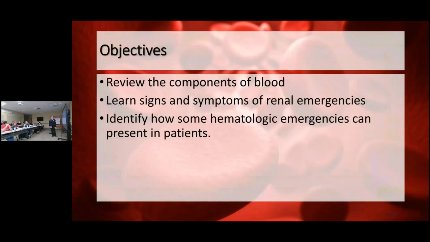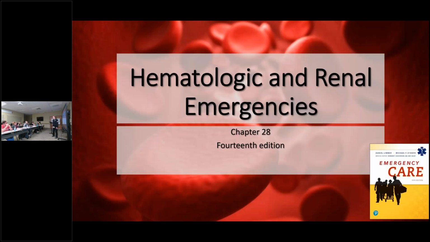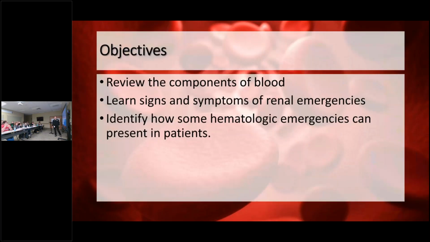All right. So hematologic and renal emergencies. What's hematologic? The blood issues. Yeah. Okay. So our objectives today: review the components of blood. That should be review because we went over that. What is the majority of our blood made up of? Plasma. Learn signs and symptoms of renal emergencies. What's our renal system? Kidneys, yep. And then identify how some hematologic emergencies can present in patients.